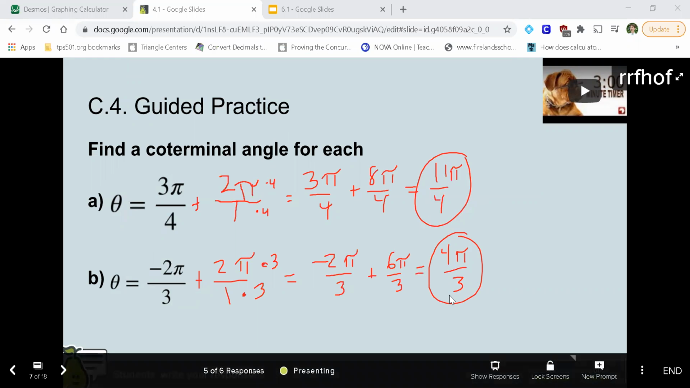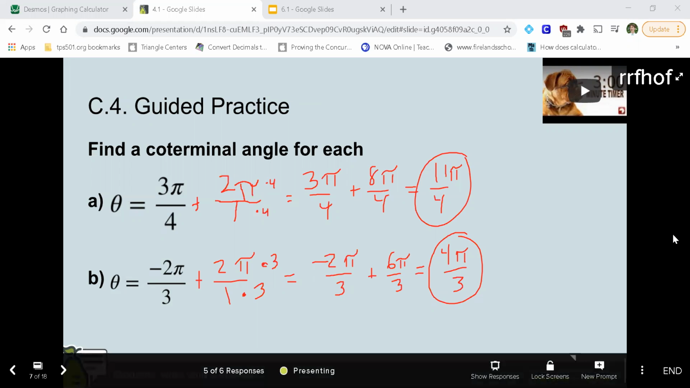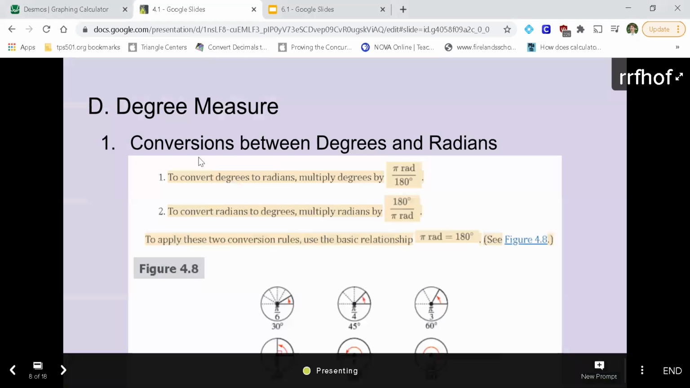All right, questions about the bell work? Or the bell work, the guided practice? Any issues finding these coterminal angles? Okay, that's great.